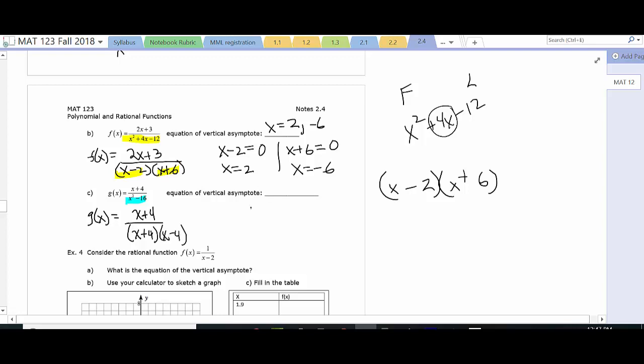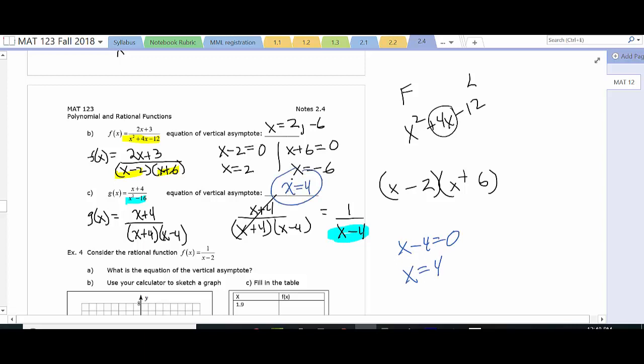Okay, so what I have is x plus 4 over x plus 4 times x minus 4. So what happens is the x plus 4's cross out, don't they? Okay, so that means you're left with 1 over x minus 4. So now all you got to do is look at what makes that 0. So what makes x minus 4 equal 0? 4, okay? So x equals 4. That's your only vertical asymptote on that, x equals 4.